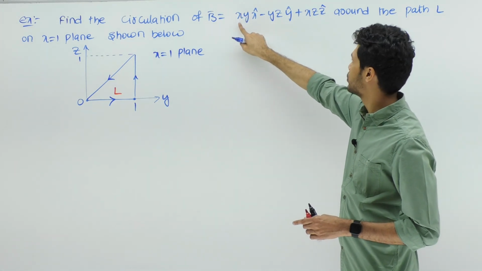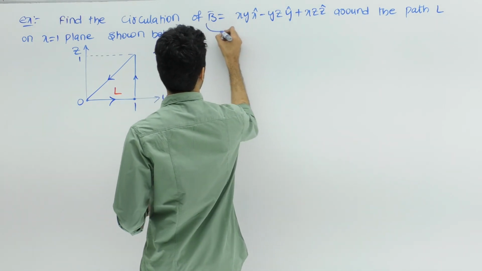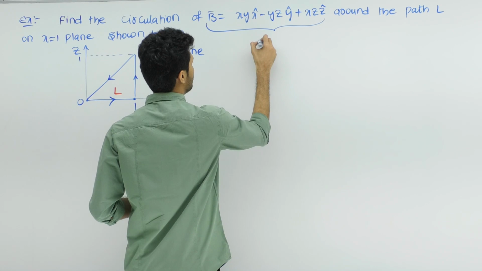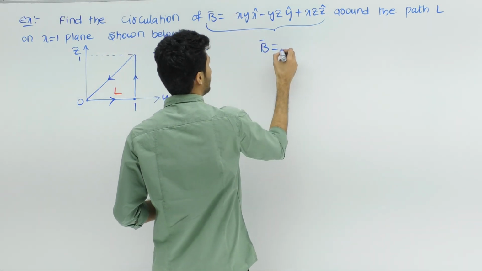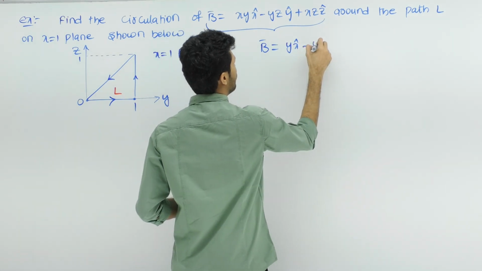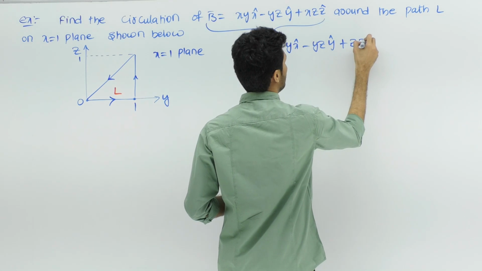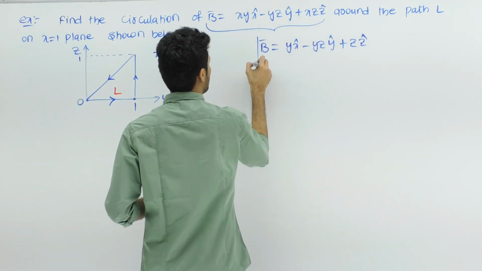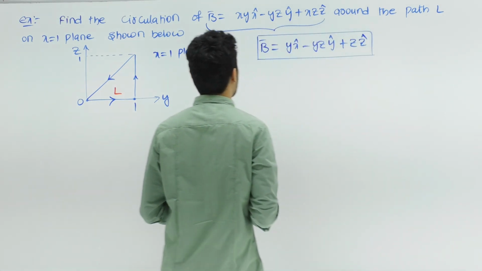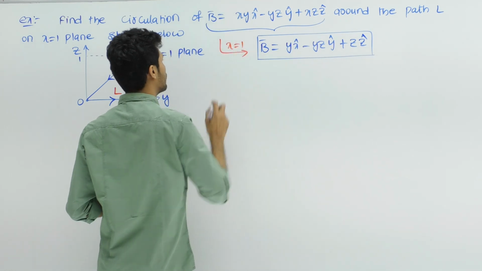Since the value of x remains constant in this entire plane, we can substitute x equal to 1. Whenever we substitute x equal to 1, we can rewrite this vector field as B bar equal to 1 into y x cap, which is y x cap, minus yz y cap, plus z z cap. This is the new vector field that we have after substituting x equal to 1.